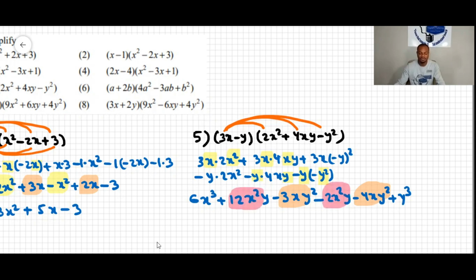So this will be 6x cubed. Over here, 12x squared y, negative 2x squared y. X squared y is the same, it is like this, so that can be combined and make positive 10x squared y. Same also, negative 3xy squared and negative 4xy squared. They can be combined and make negative 7xy squared, and then plus y cubed. So that is question 5.